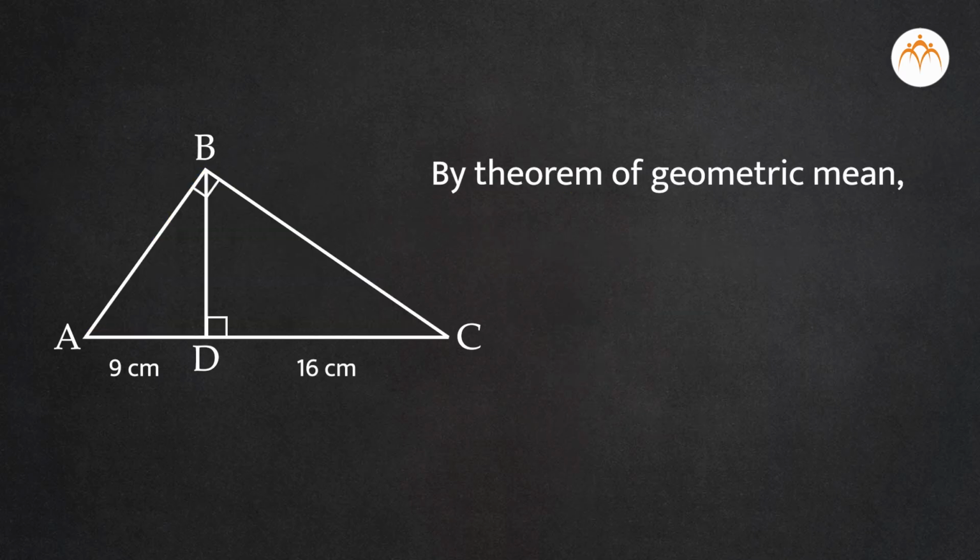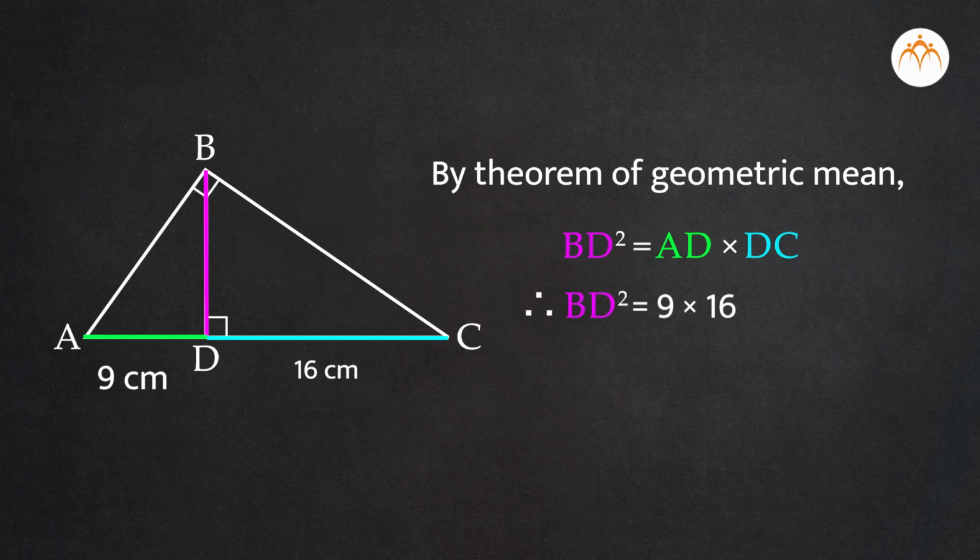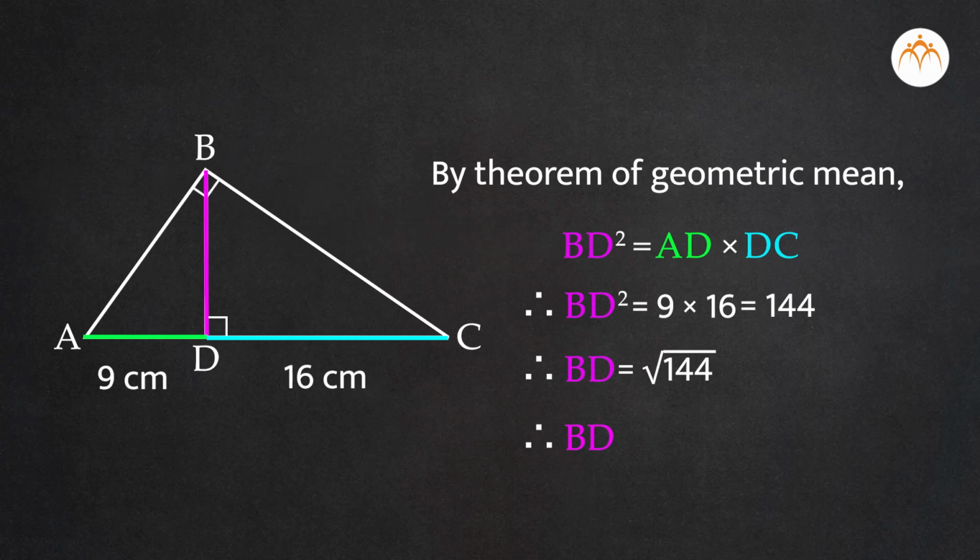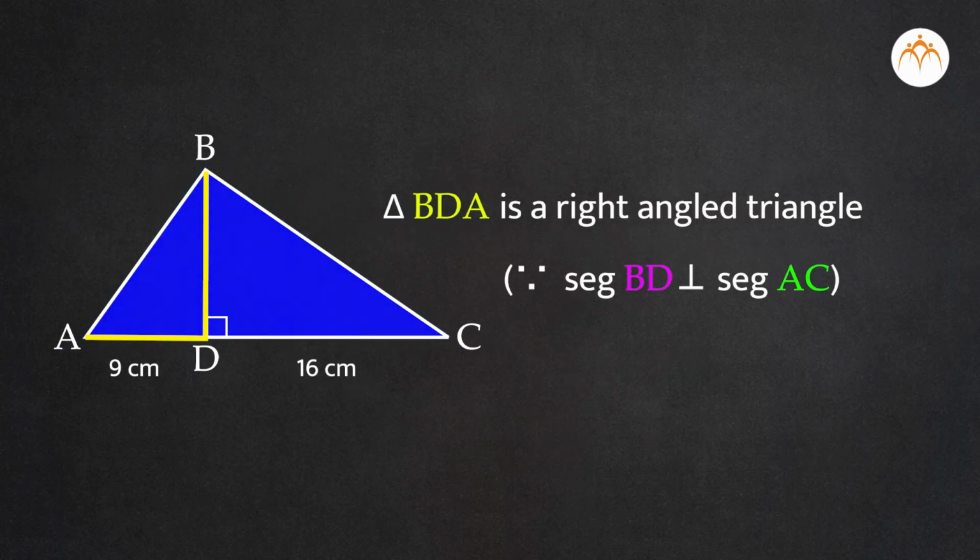By theorem of geometric mean, BD square is equal to AD into DC. Therefore, BD square is equal to 9 into 16 is equal to 144. Therefore, BD is equal to square root of 144. Therefore, BD is equal to 12 centimeter. Equation 1. Triangle BDA is a right angle triangle because segment BD is perpendicular to segment AC.